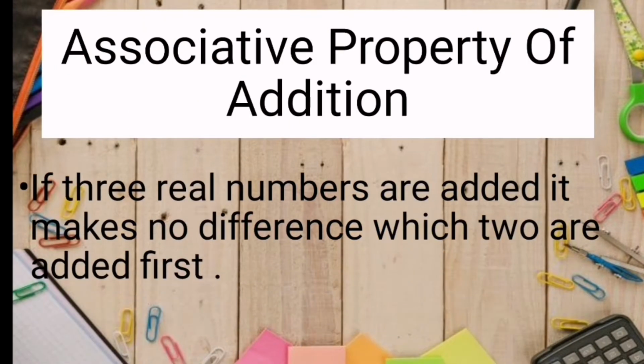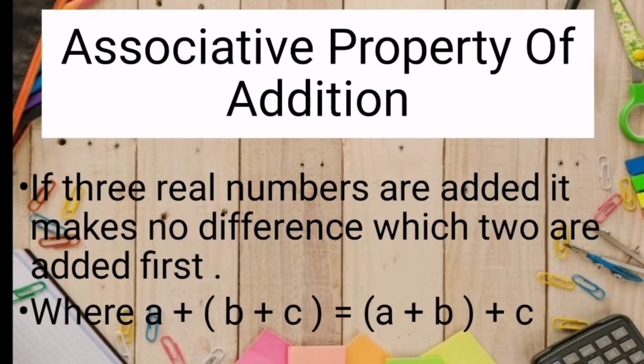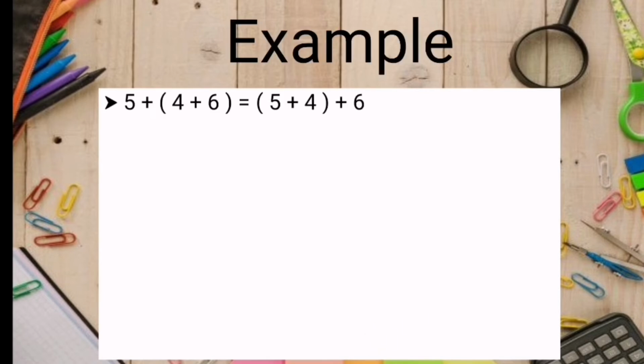Associative property of addition. If three real numbers are added, it makes no difference which two are added first, where a + (b + c) is equal to (a + b) + c. For example, 5 + (4 + 6) is equal to (5 + 4) + 6. 5 + 10 is equal to 9 + 6. 15 is equal to 15. So both have the same answer.